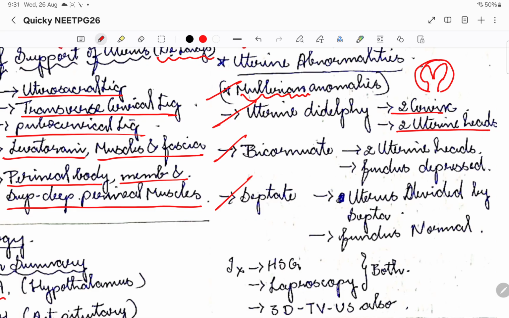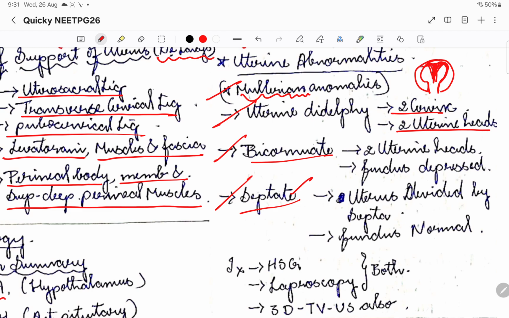Septate also looks like this: there will be 2 horns and only a single cervix. But the difference between bicornuate and septate is the fundus. The fundus will be normal in a septate uterus, where it is only a single septum inside the uterus, but in bicornuate, the fundus will be depressed.